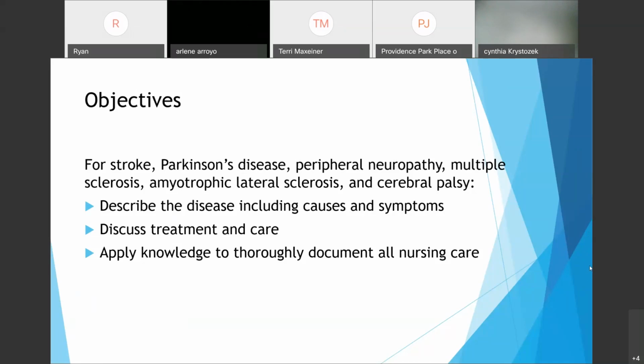For each of these, we're going to describe the disease, including causes and symptoms, discuss treatment and care, and then apply that knowledge to thoroughly document all nursing care. Because as we've all been learning, and that includes me as well, the emphasis is going to be on documenting, providing evidence of the care that we are providing, and that all relates back to this new reimbursement model.